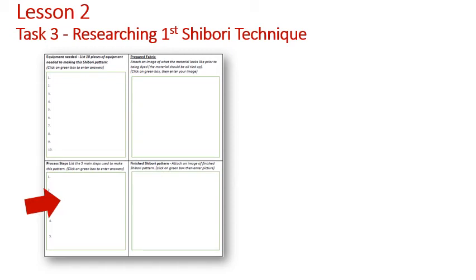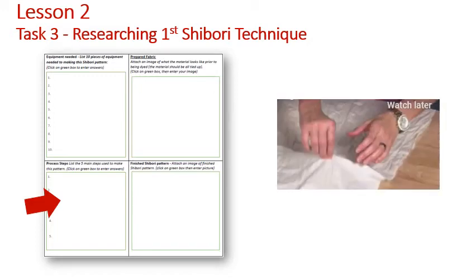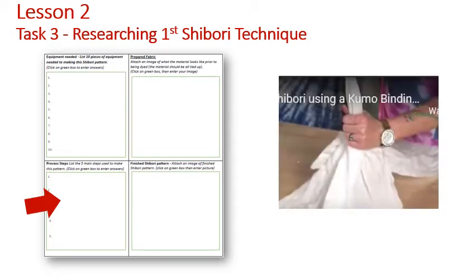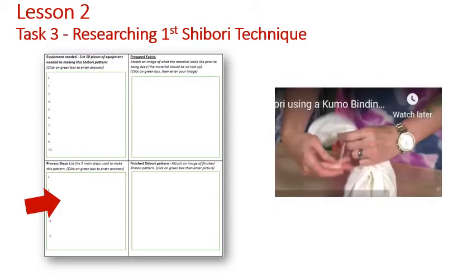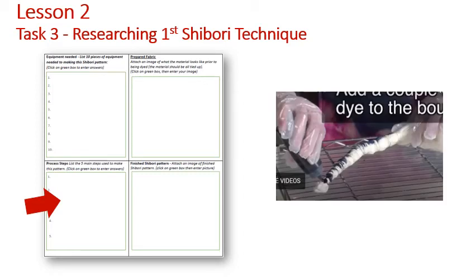The next area that you fill in is the process steps. I want you to list 5 main steps used to make your pattern. So your video will go through from the very start. You might need to dampen your cloth and scrunch it up, and then you tie it up with string, sometimes pins, and then you start dyeing the fabric.